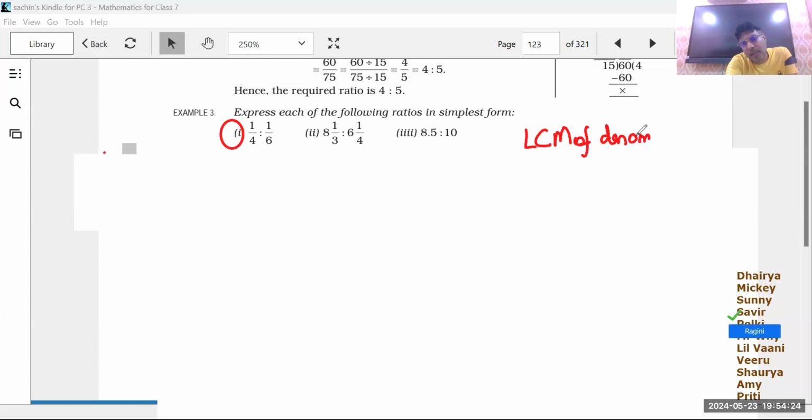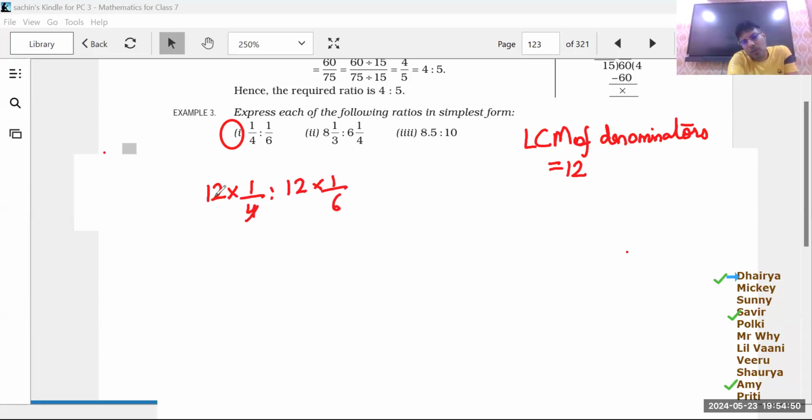So Shaurya, what is the LCM of denominators? No response. So the LCM of denominators is 12. So we will multiply both antecedent and consequent by 12. So 4 3s are, 6 2s are. So my ratio will be 3:2.